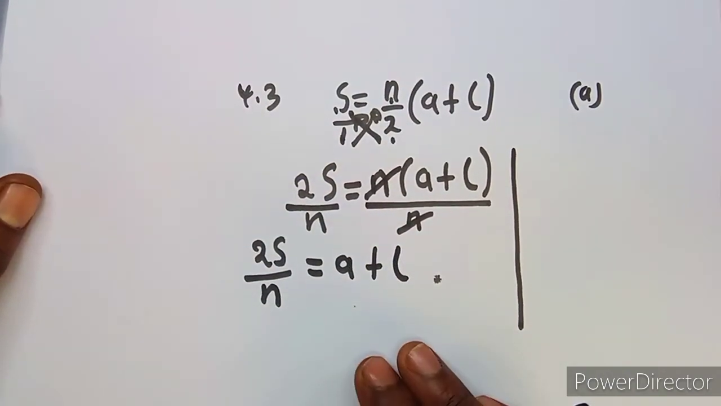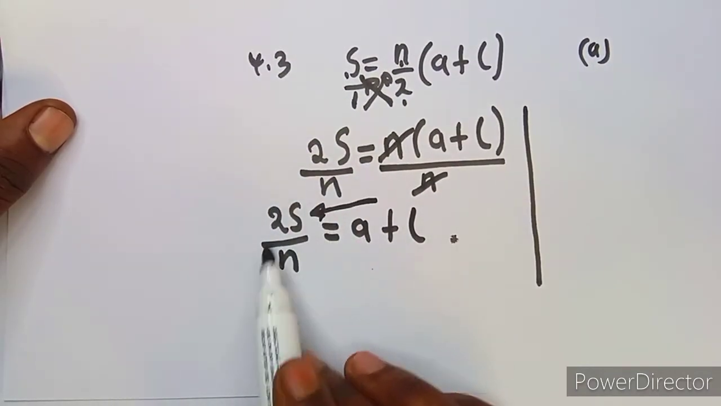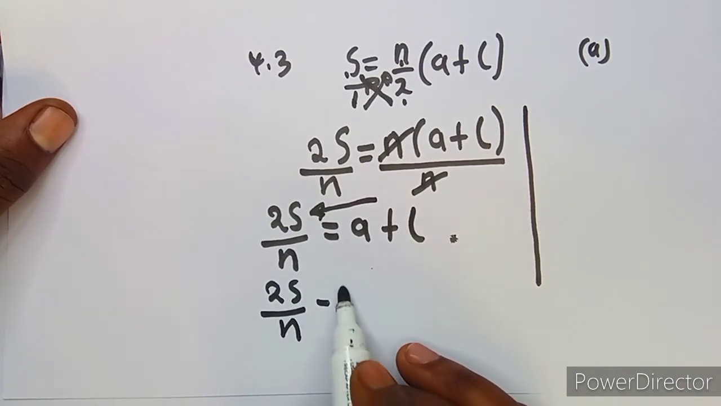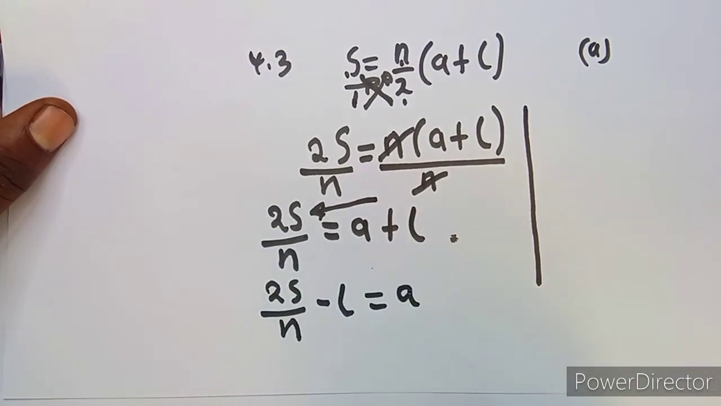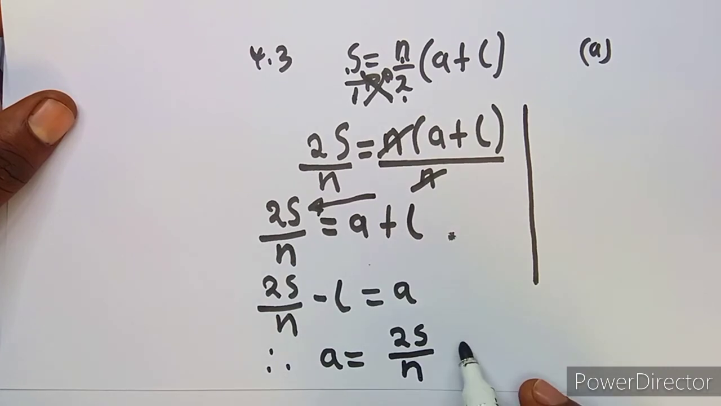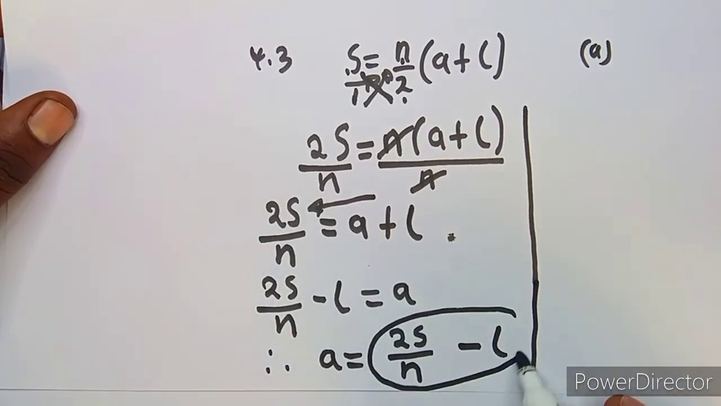So what can I do to make A the subject? I can simply transpose this L to this side. It's going to be minus. So it's going to be 2s over n minus L is equal to A. As you can see, I have made A the subject, which is equal to 2s over n minus L. Take note, these two are not combined. They are separate like this, okay?